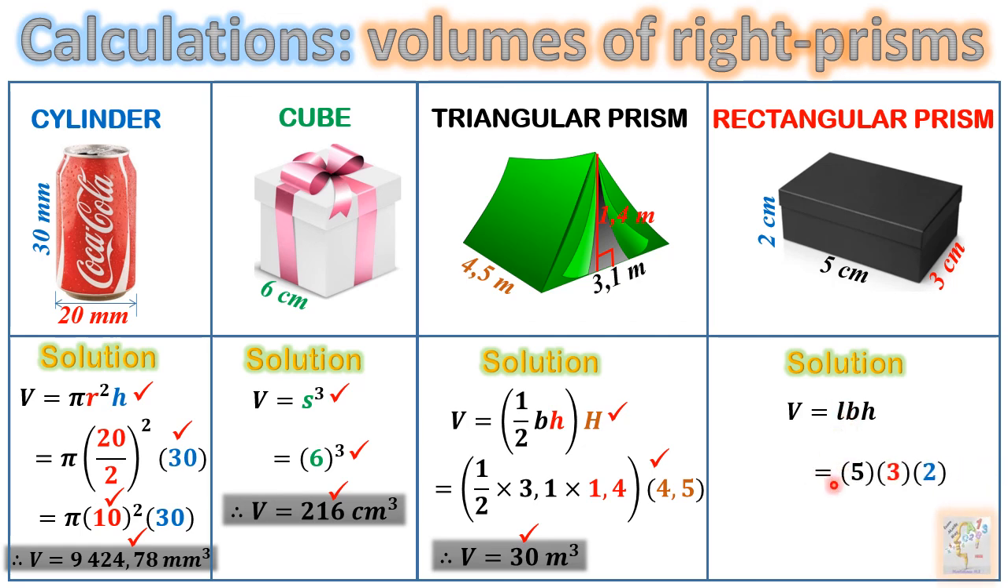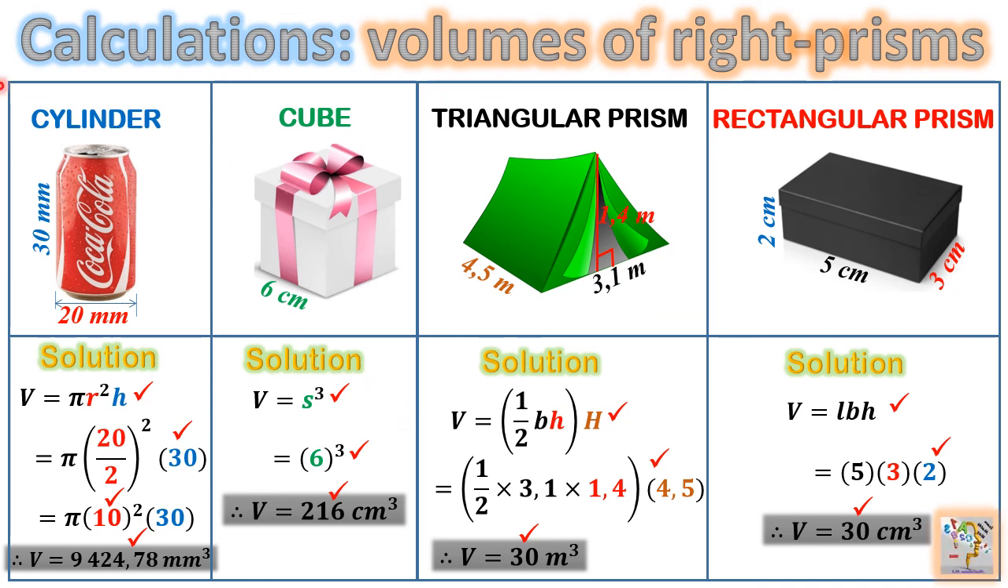So you actually have what? 5 multiplied by 3 multiplied by 2. 5 multiplied by 3, 15. Multiplied by 2, you have what? 30. And your unit is what? It is centimeters. So you have cubic centimeters. And the same thing will apply. You get a mark for the formula. You get a mark for substituting into the correct formula. You get a mark for the final solution.